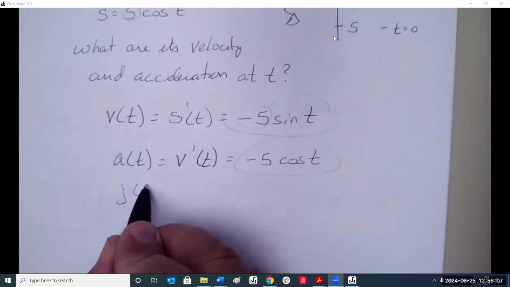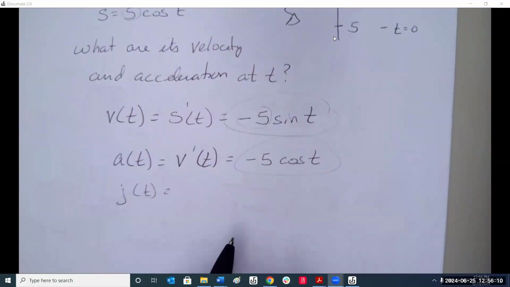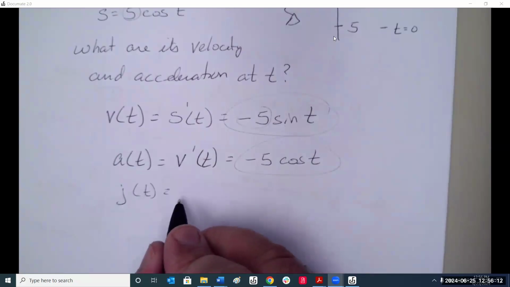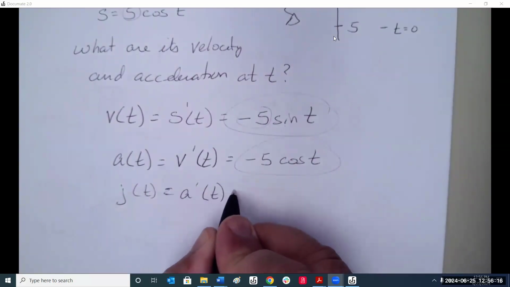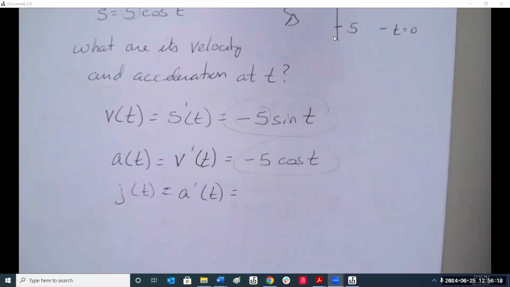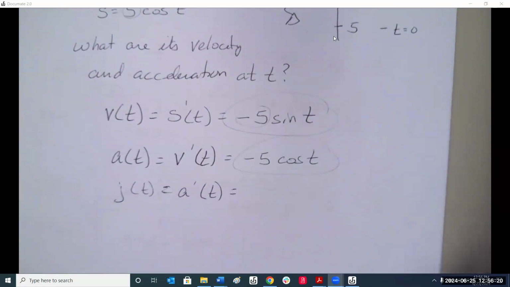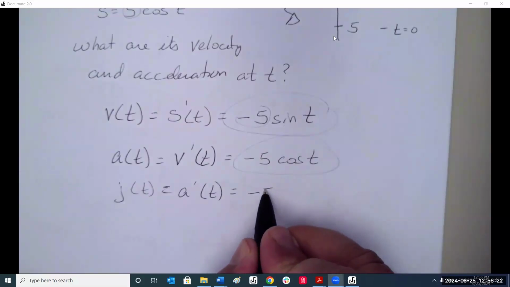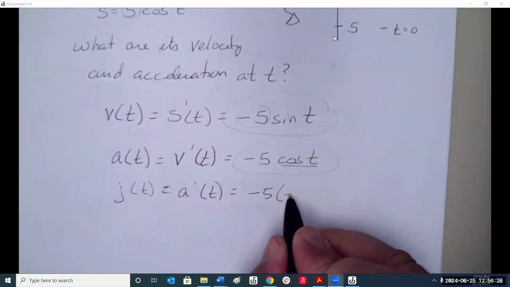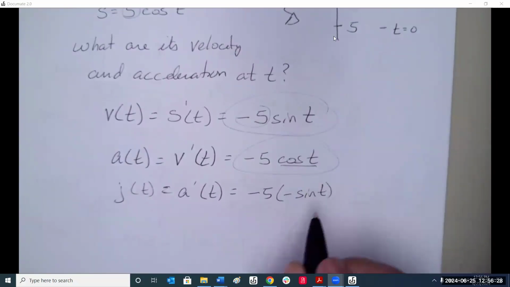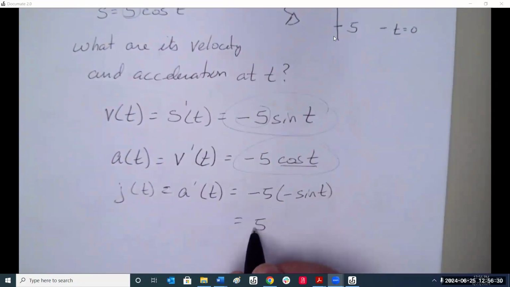What is the jerk? Which is the derivative of acceleration. So we have -5. What's the derivative of cosine t? Negative sine t. So negative and negative make it a positive.